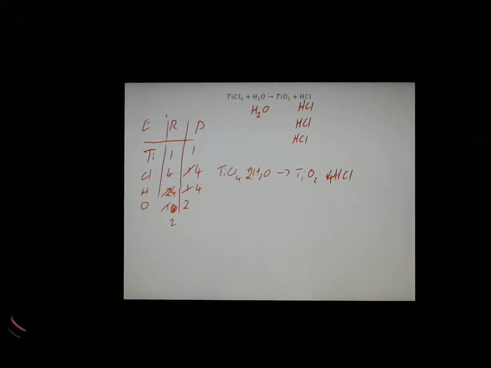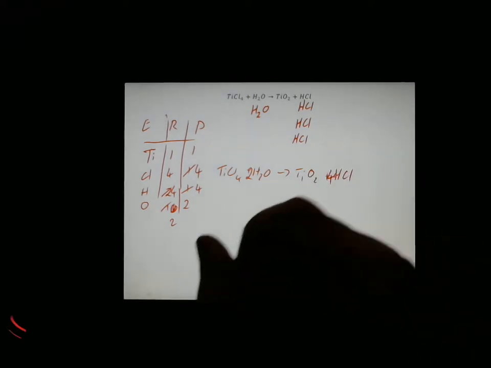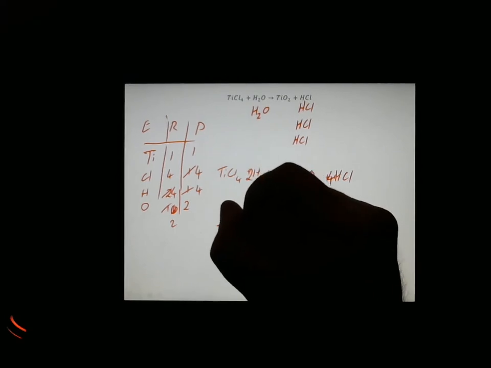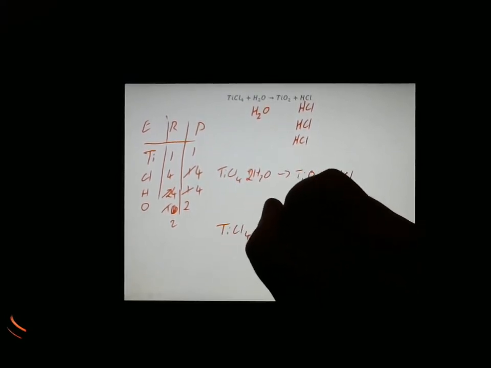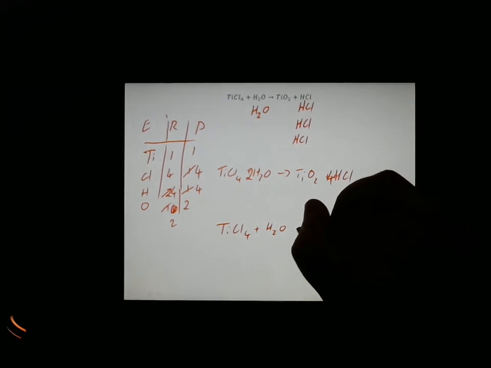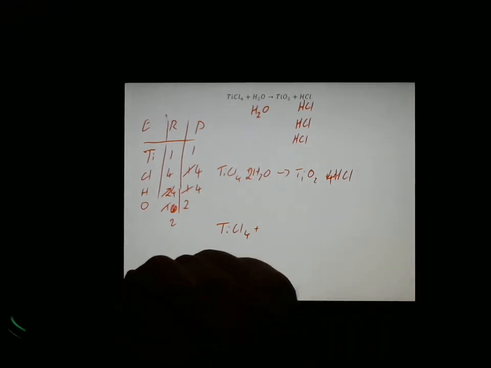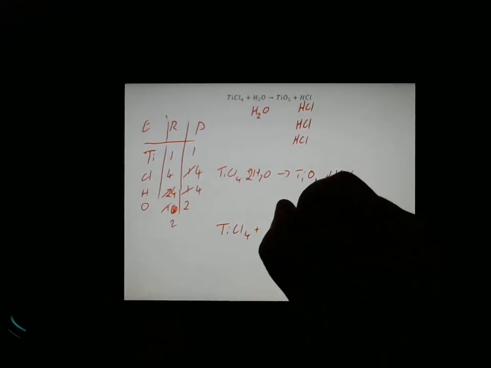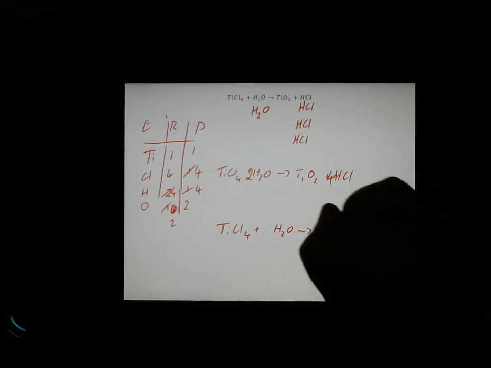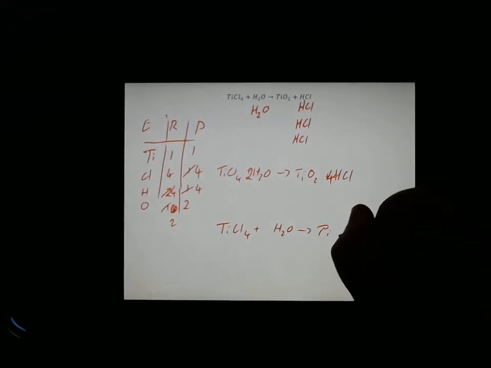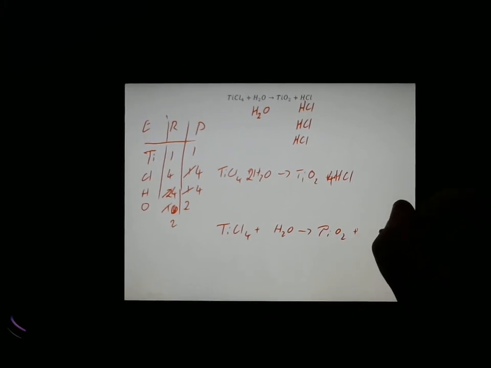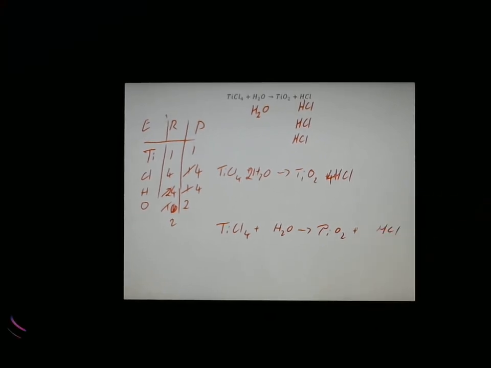Now, you may have clued in a little bit there as I was doing it, so I'm going to do it now with the faster way. So I'll rewrite the whole equation. TiCl4 plus H2O, and actually what I'm going to do is write it with a little bit more space in front of it. TiO2 plus HCl.